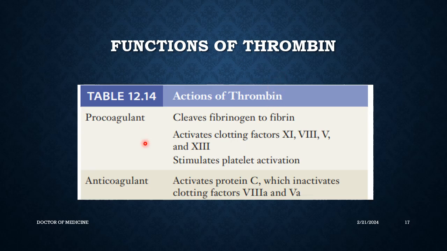Thrombin also acts as an anticoagulant by activating protein C. After binding to thrombomodulin, thrombin will lose all of its coagulating properties and become an anticoagulant. It will activate protein C, which will then inactivate clotting factors 8 and 5. These two are said to be cofactors of different clotting factors. So that's what we have.